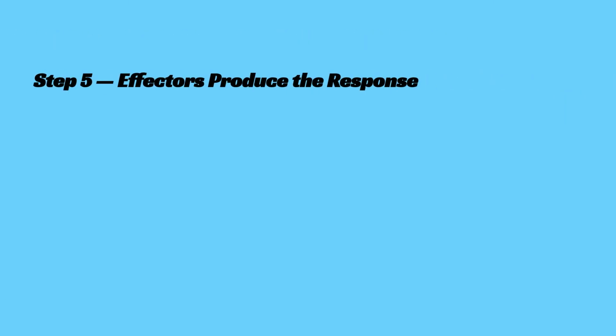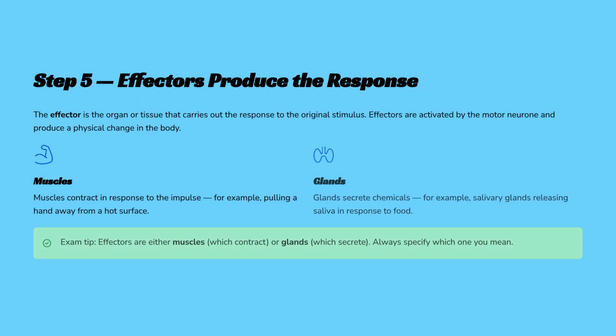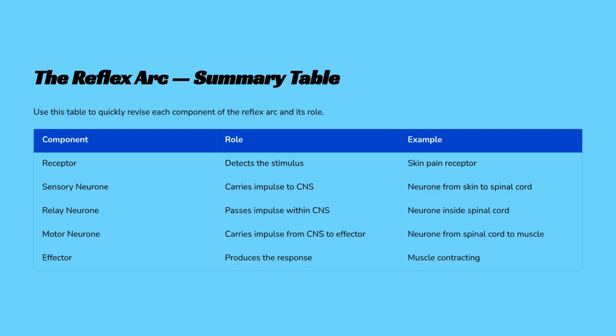Step 5. Effectors produce the response. Effectors are organs or tissues like muscles, which contract, or glands, which secrete chemicals to carry out the response. This summary table shows each component of the reflex arc, its role, and an example. It's a useful way to quickly revise the pathway.